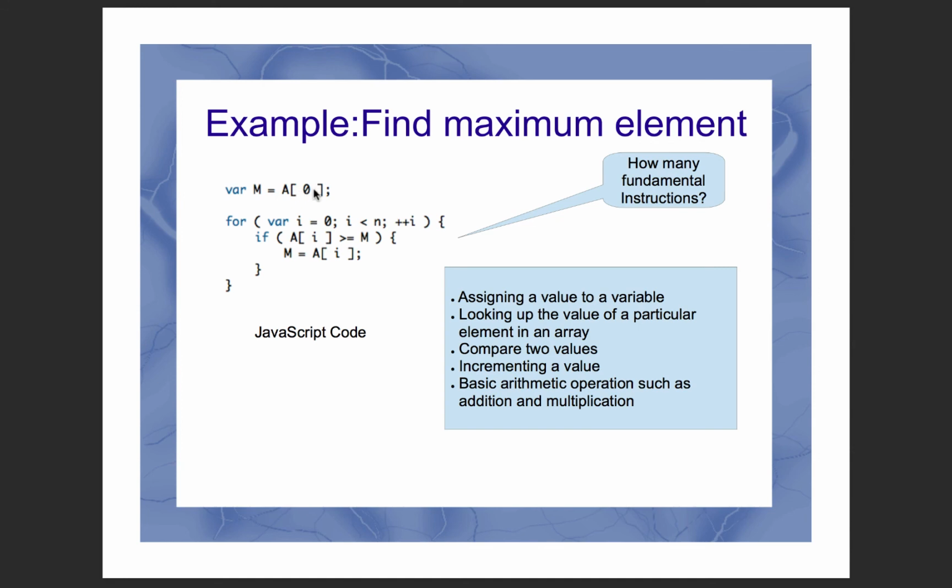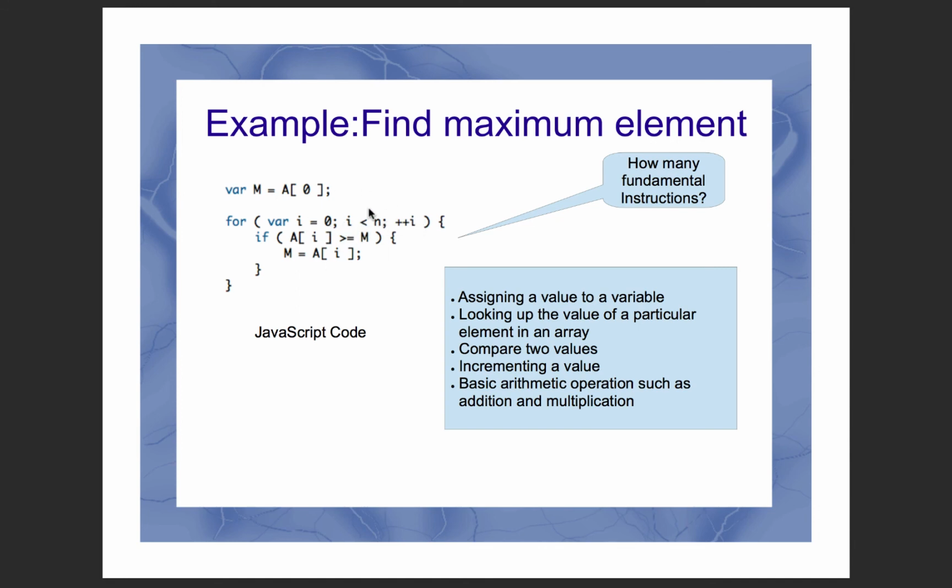One instruction is finding the value at zero index, and another instruction is assigning that value to the variable m. Now let's go to the next instructions. This is a for loop, and the for loop runs several times. This for loop runs n times. Here we can see i less than n, that means I started with 0, i less than n, and i plus plus.